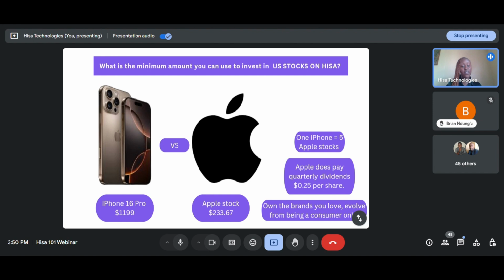So with Hisa, you can get to own the brands that you love and evolve from being just a consumer. You can be part owner of that company, such that, for example, when Apple makes money from issuing new phones, you can get a piece of that profit made. So yes, it's fine to consume, but as a savvy investor, it is good to own pieces of those companies that you use. All right, that is one way of building wealth.